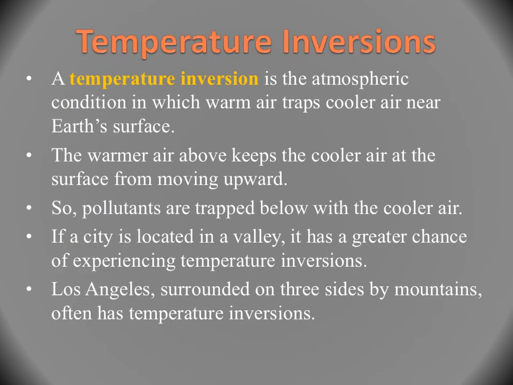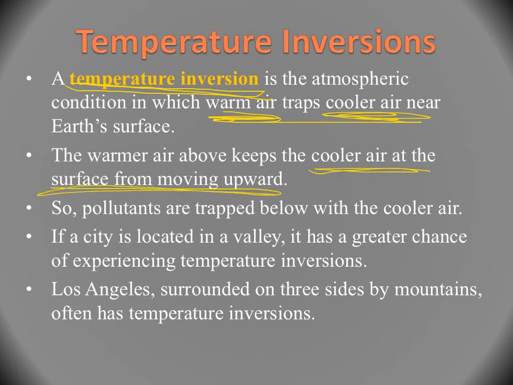Now, where smog gets really bad is if something called a temperature inversion happens. Normally warm air rises above cold air. However, sometimes warm air can get above the cooler air. What happens is the warmer air above keeps the cooler air at the surface. It can't move upward like it normally would, and the pollutants get trapped.